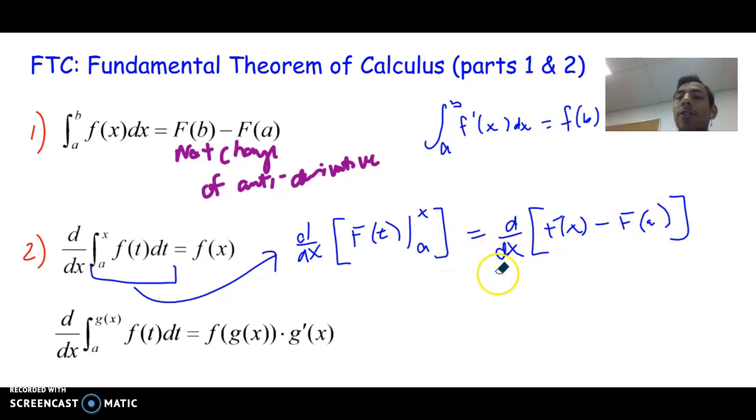And then when I take the derivative with respect to x, the derivative of big F is little f, and the derivative of a constant is 0. And that's how we find out that the derivative of the integral is really just where we started, f of x.